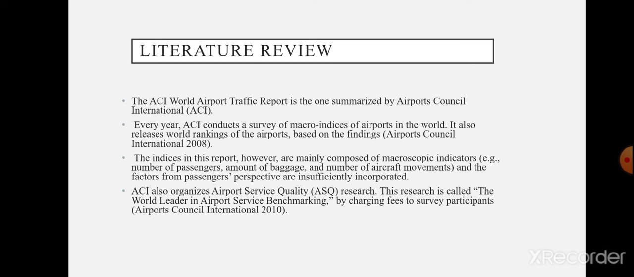Next, literature review. The ACI World Airport Traffic Report is one of the summaries by Airports Council International, that is ACI. Every year, ACI conducts a survey of macro indices of airports in the world. It also releases a world ranking of the airports based on the findings, Airports Council International 2008. The indices in this report, however, are mainly composed of macroscopic indicators, for example, number of passengers, amount of baggage, and number of aircraft movements, and the factors from the passenger perspective are insufficiently incorporated.